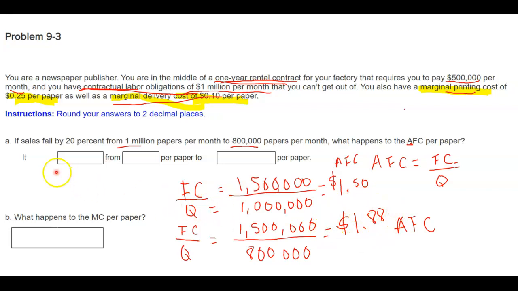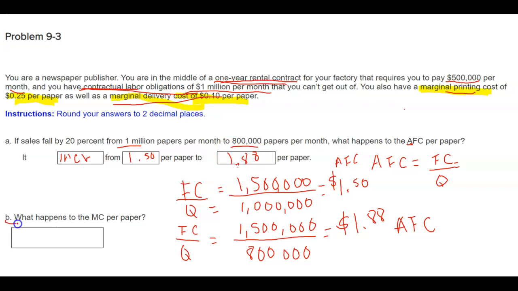So what are we going to put over here in our blank? Average fixed cost is going to do what? So then you would put increases. Increases from $1.50 per paper to $1.88 per paper. Okay.